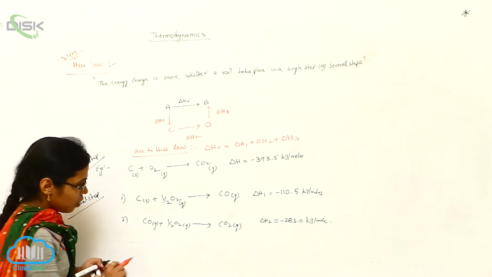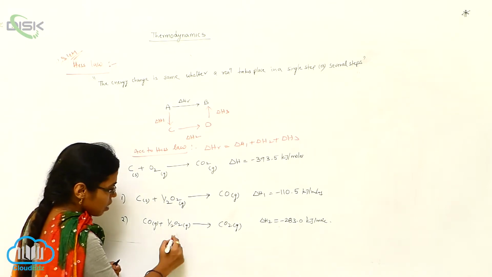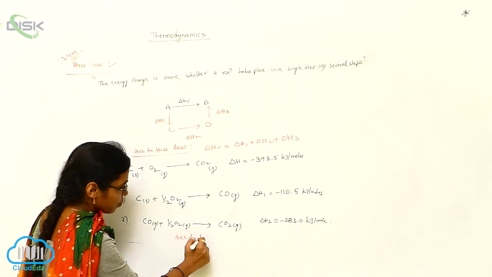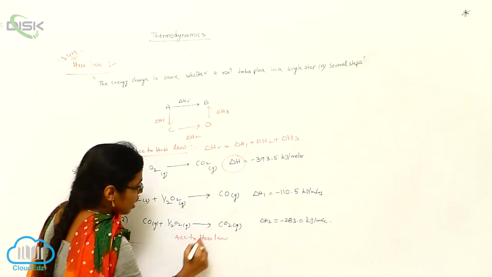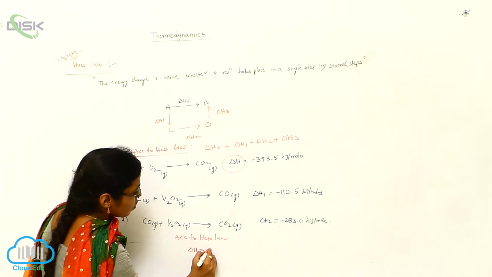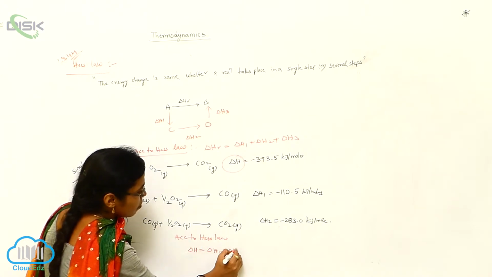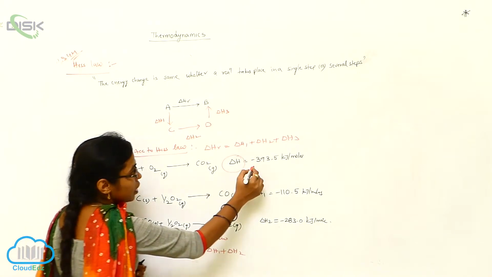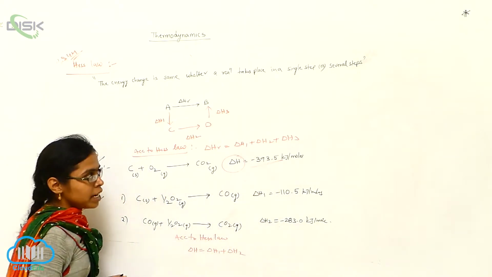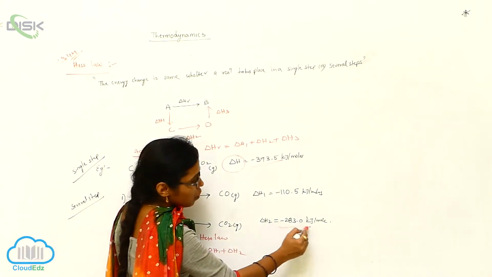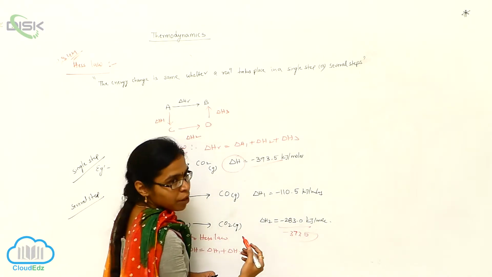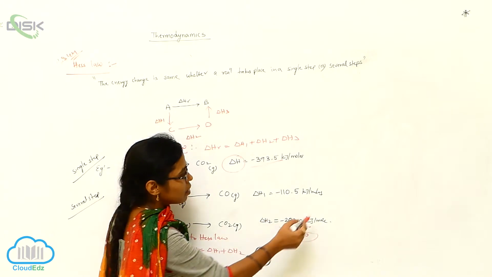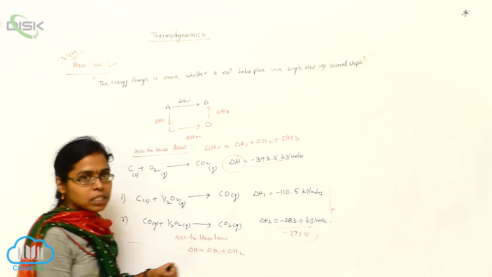Hess Law. Okay, we can write according to Hess Law, delta H is equal to delta H1 plus delta H2. What is delta H here? Minus 393.5 kilojoules. If you add these values, you also get 393.5 kilojoules per mole. That means it is the use of Hess Law.